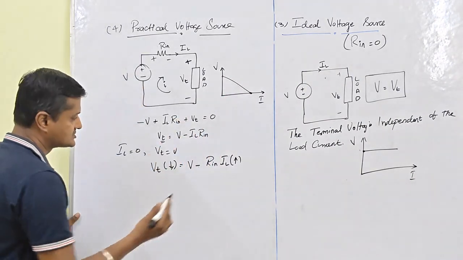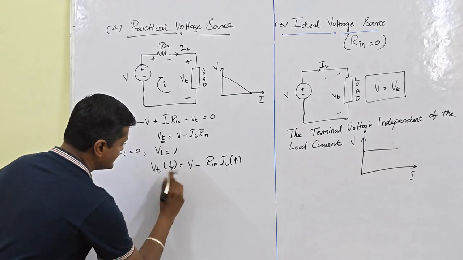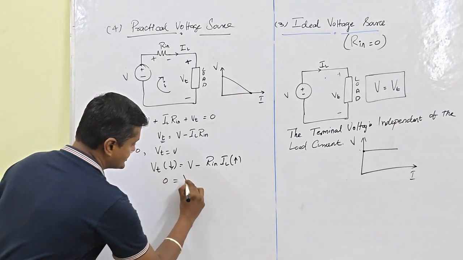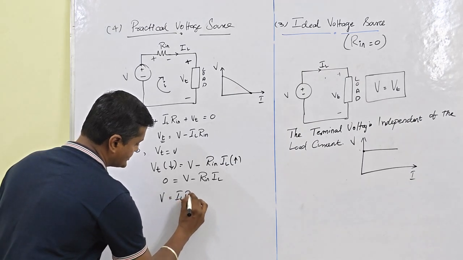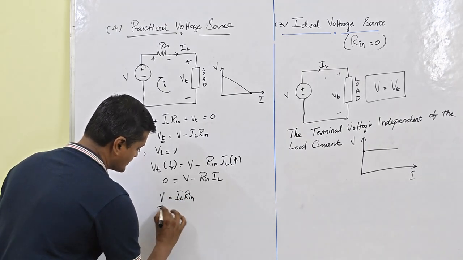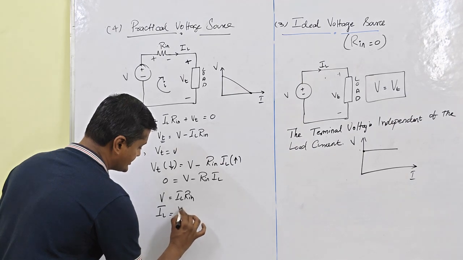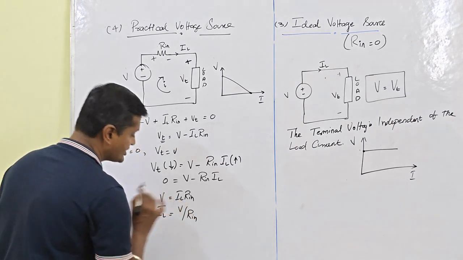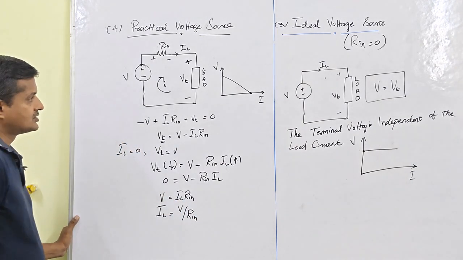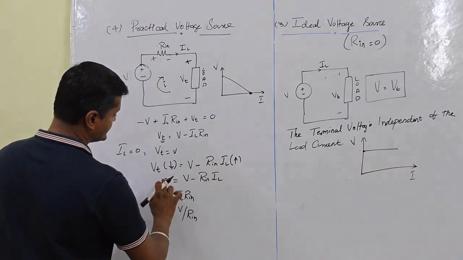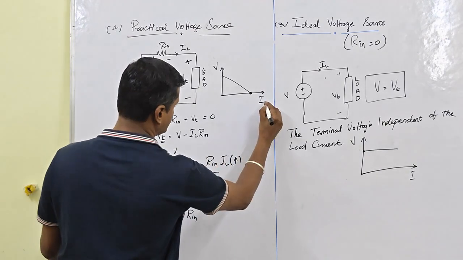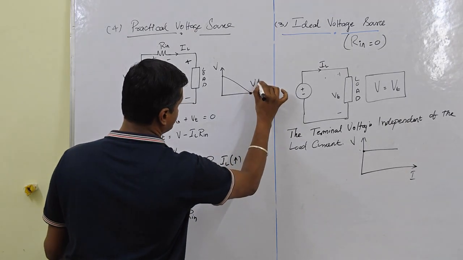It will reach 0. So as the load current increases, the terminal voltage will be 0, equal to V minus IL into RN, so V is equal to IL into RN. So the load current IL is equal to V divided by RN. In this condition, for example, when the terminal voltage is totally 0, IL is equal to V divided by RN, the internal resistance.